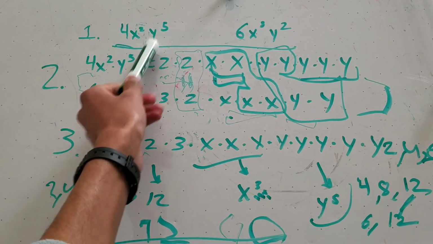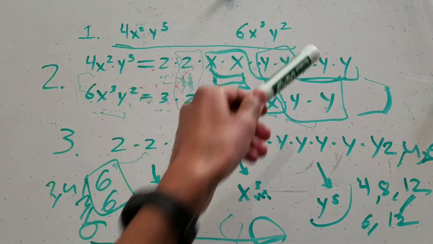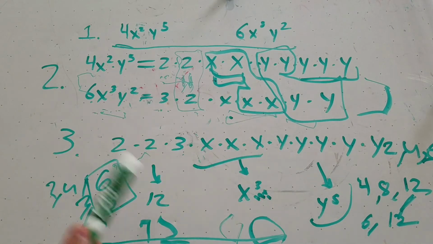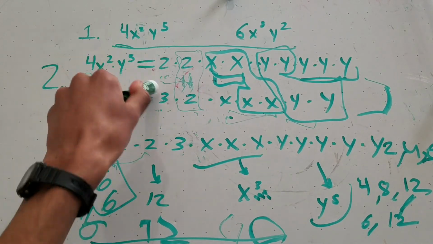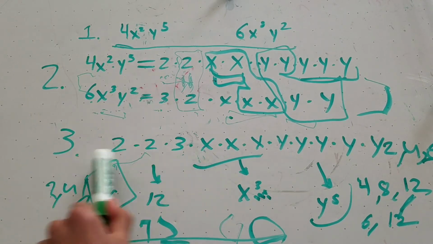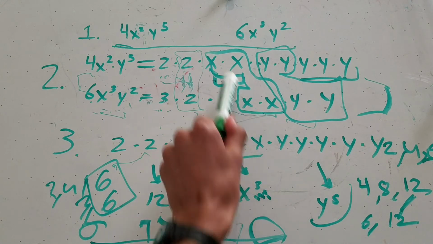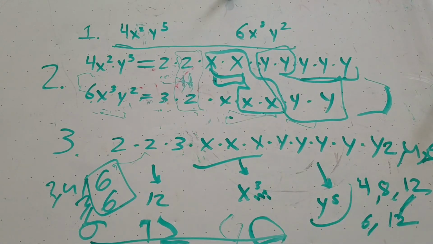So basically what you have here, you have these two things: 4x to the second, y to the fifth, and 6x to the third, y to the second. Find out all the factors of it, you put it down, you see the common ones, you take that as one number and you take the rest. So one common, 3, 2, boom, that's your simple thing. 2 common, take that, boom, x to the third. Your common ones, y to the fifth.